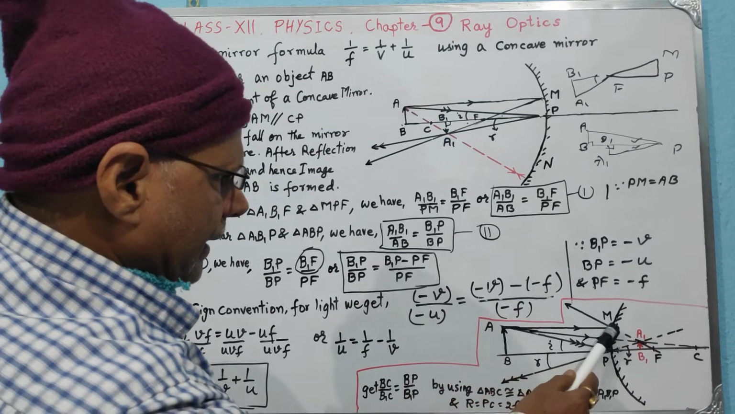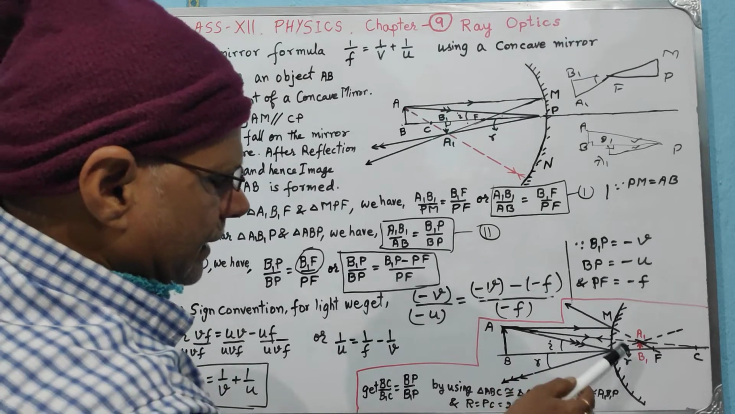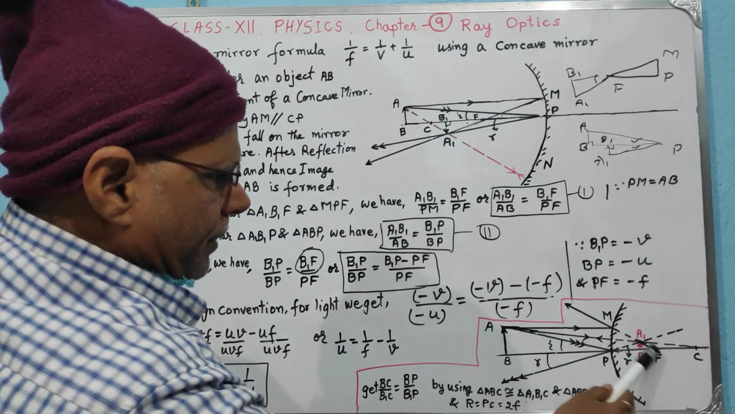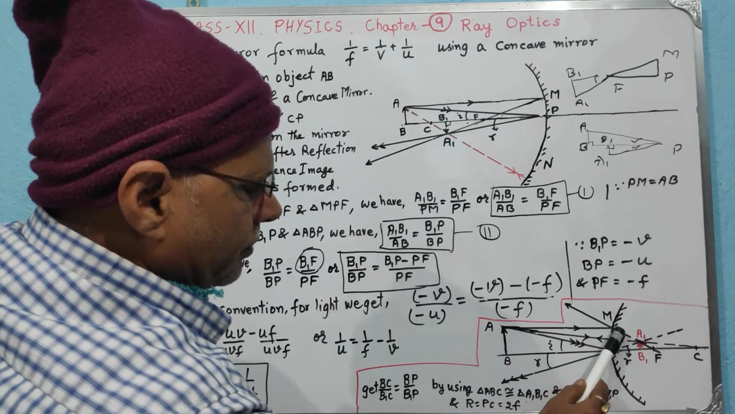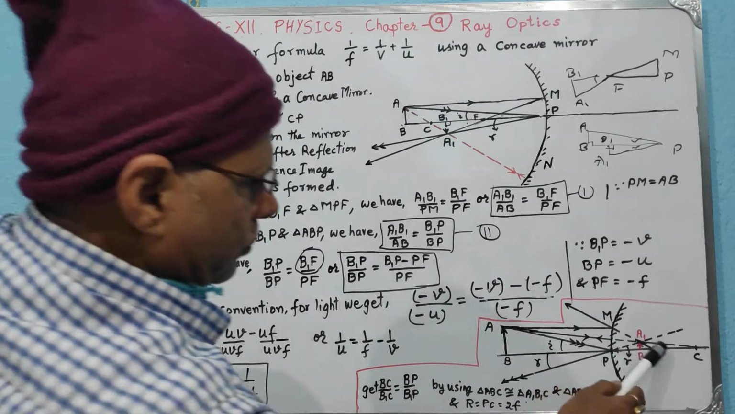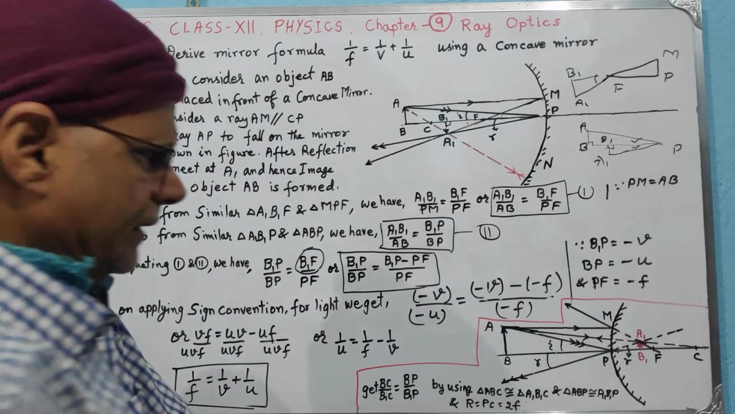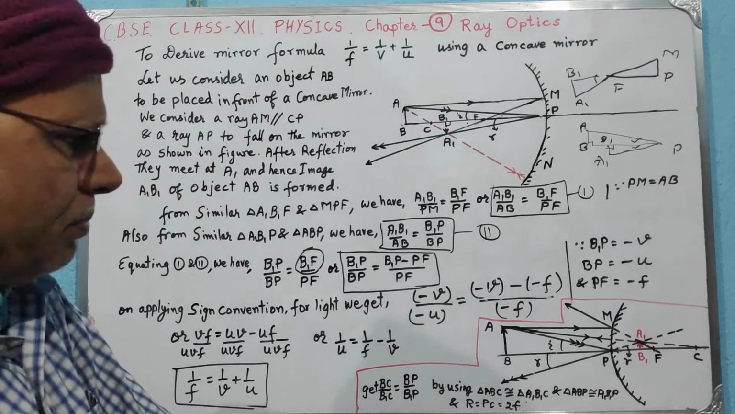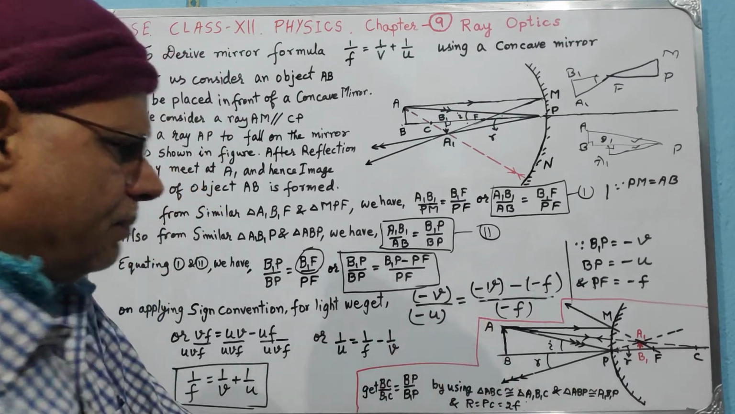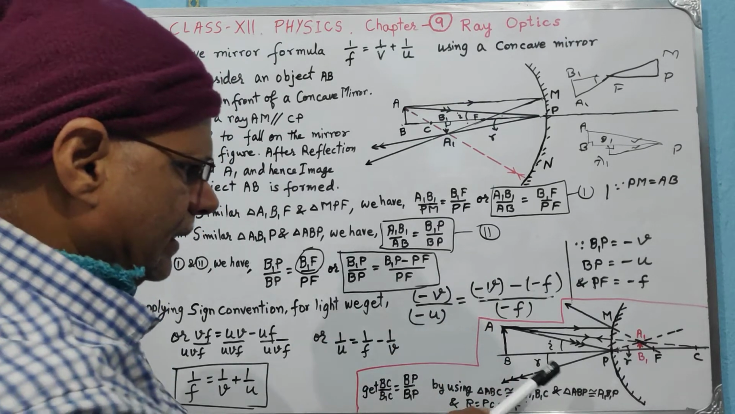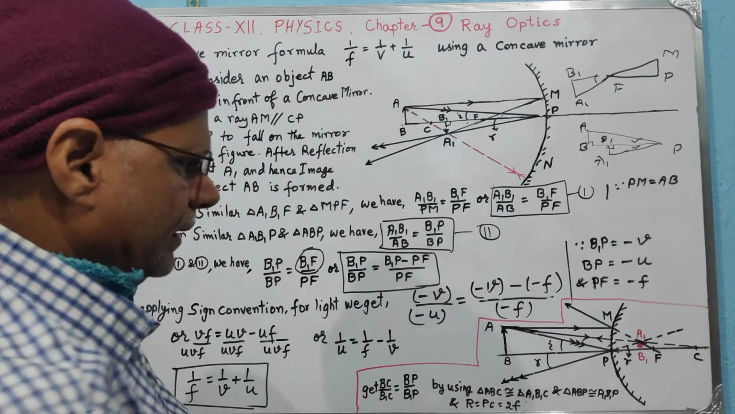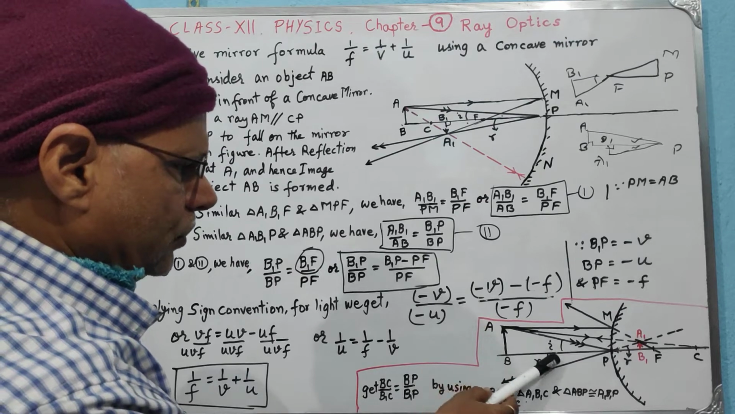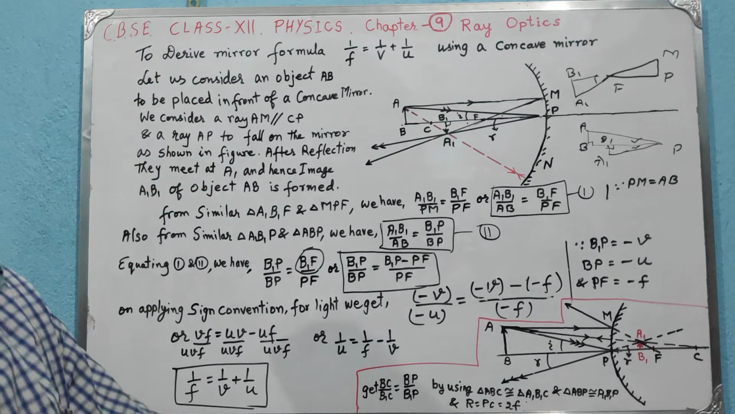One ray, AM, parallel to the principal axis, after reflection appears to be coming from the focus. That means when you retrace its path, it will pass through the focus. We take another ray AP which makes angle i with the principal axis. After reflection, it makes the same angle with the axis BP, because these two must be equal according to the law of reflection.